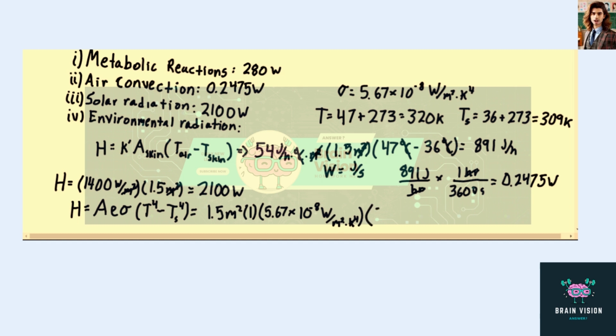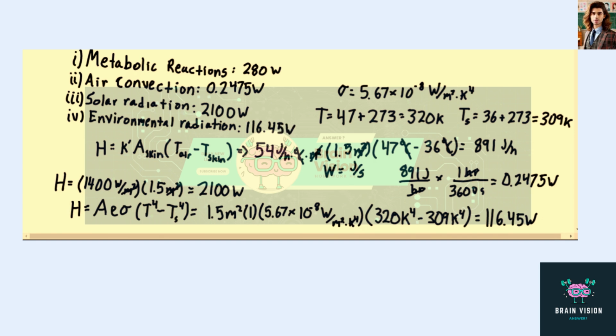times 320 kelvins to the 4th power minus 309 kelvins to the 4th power. That works out to give the heat of radiation from the environment a value of 116.45 watts. So now we have the rate of heat from these 4 different mechanisms.